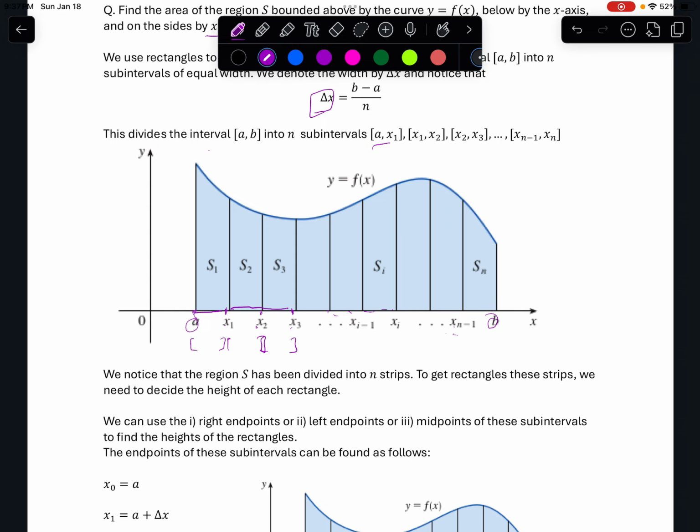So note here, if we look at the first one, a, x1, then you can see that a is the left hand point and x1 is the right hand point of that interval. If you go to the second interval, now x1 is the left hand point of this interval. Remember, x1 was the right hand point of the previous interval, and so on. So you will see there is some overlap going on. The right hand point of one interval is the left hand point of the next interval.